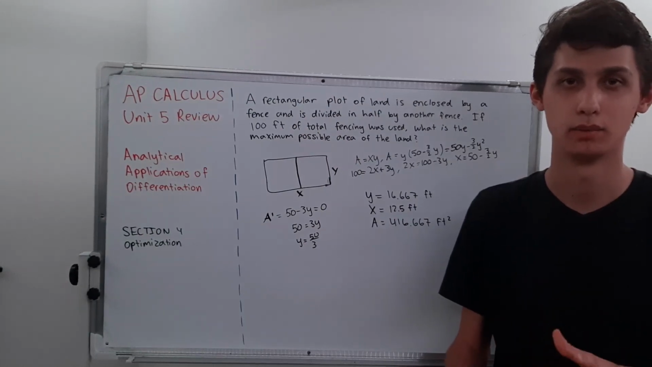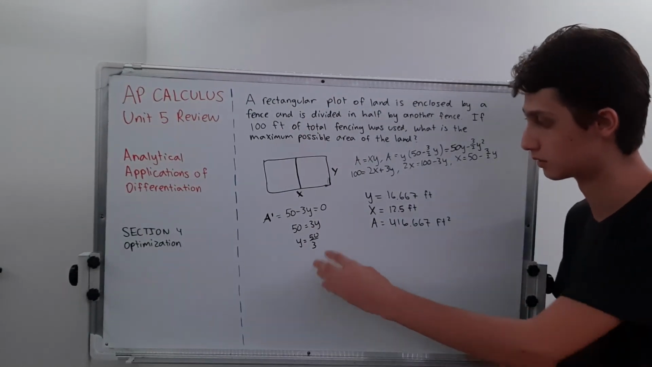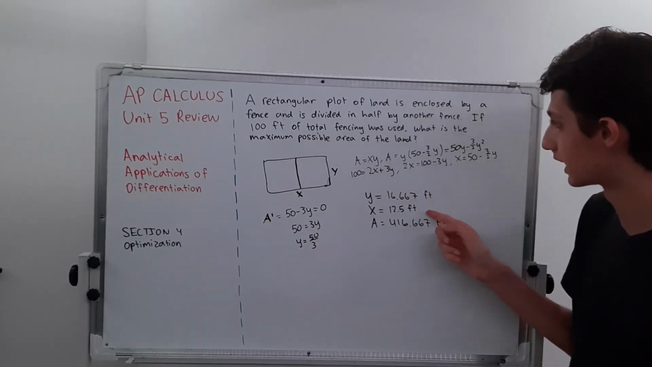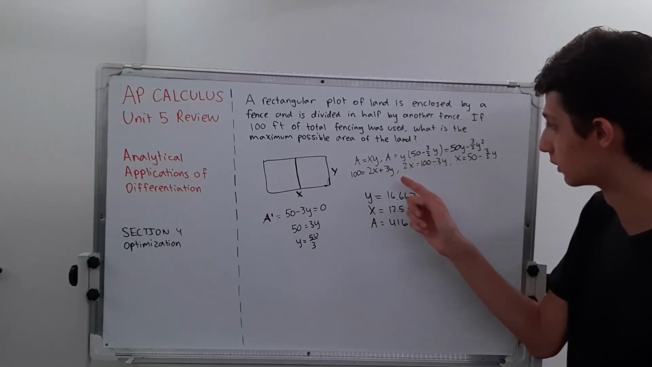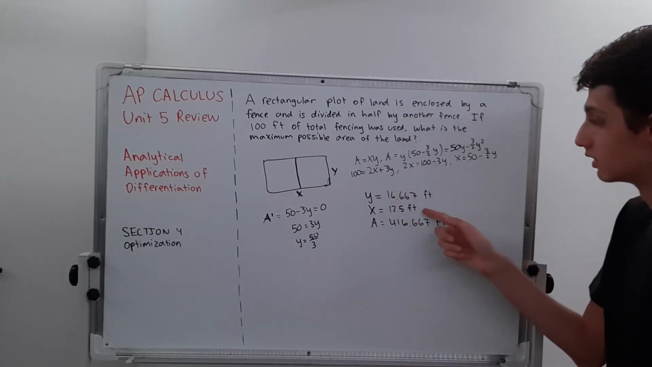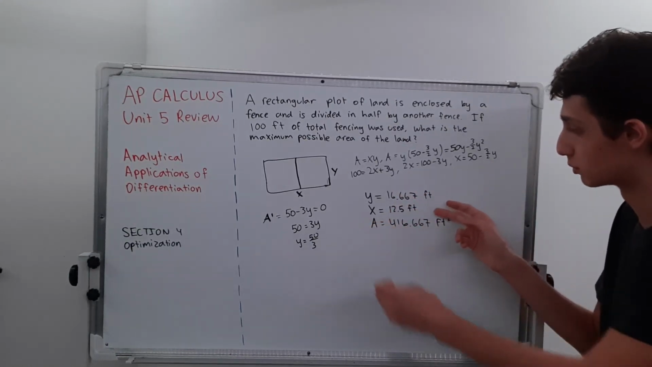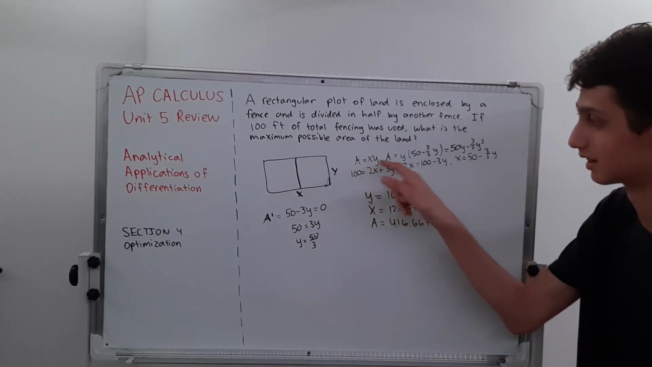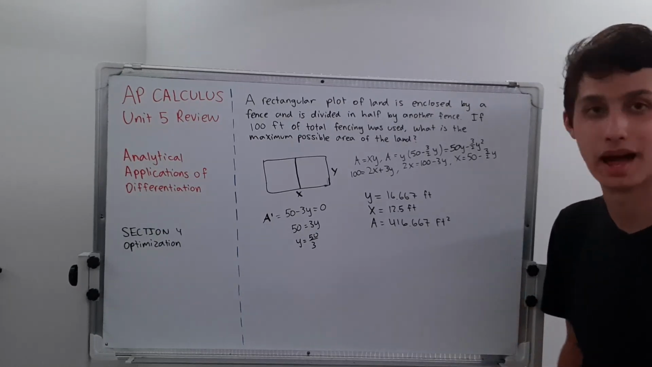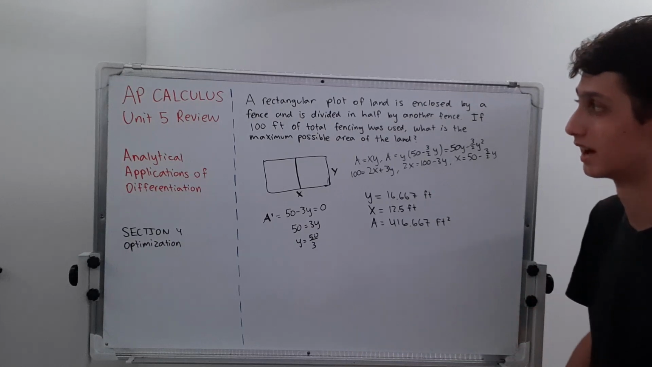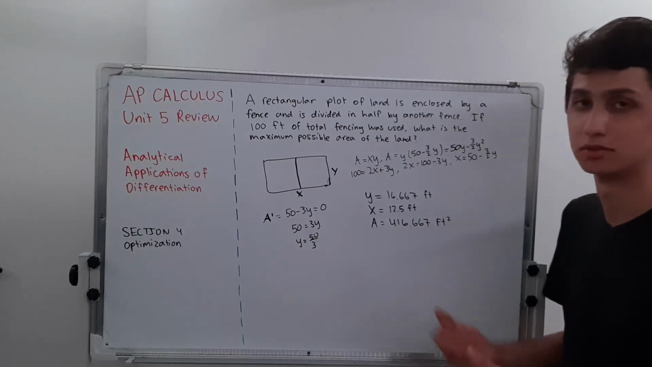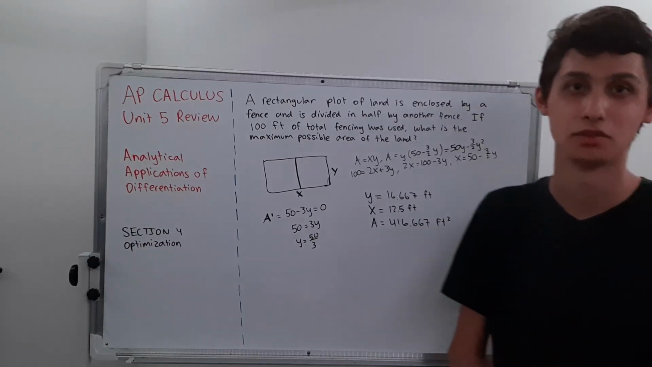Okay, so I made a small mistake, but basically 50 divided by 3 is just about 16.667. Then you plug that back in: 50 minus 3 halves times 16.667, you'll get 12.5. Then you multiply these two together to find your area, because the area is just x times y, and you get 416.667 feet squared. That is the maximum area you can have. You can have less area than that, but this is the maximum possible area with that amount of fencing. So yeah, thank you guys for watching.